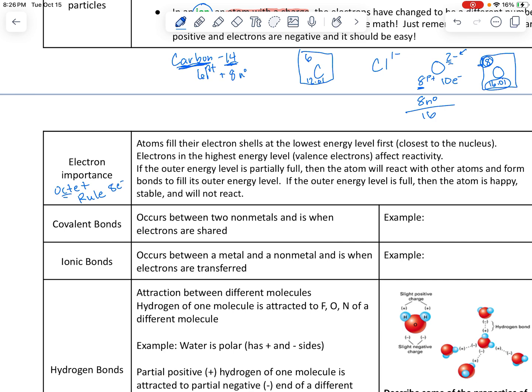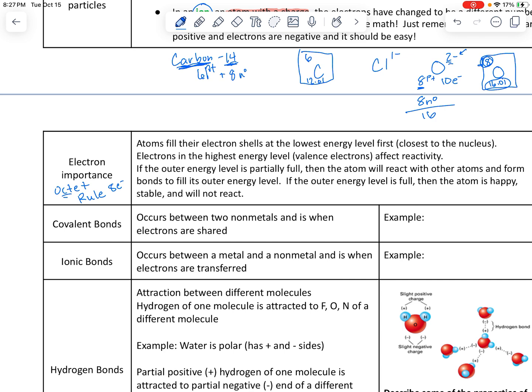There are some exceptions to that, but that's what they want, okay? And they're going to either gain or lose or share electrons to get to that 8 in their outermost ring or their outermost energy level. All right, so atoms fill their electron shells at the lowest energy level first, closest to the nucleus.